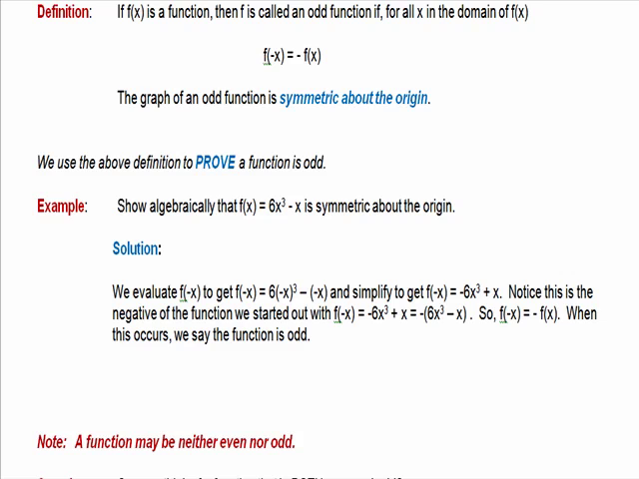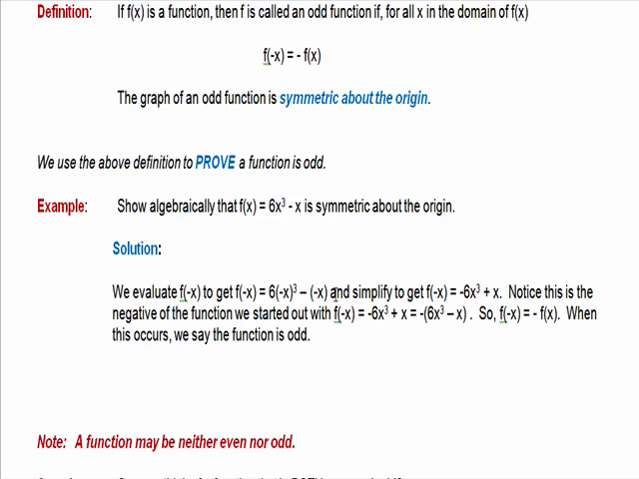We're going to show algebraically that f(x) = 6x³ - x is symmetric about the origin. Like we said, we're going to evaluate f(-x), which means I'm going to substitute in negative x every place I see an x. So f(-x) is equal to 6 multiplied by (-x)³, with a negative raised to the third, minus, instead of x, it's negative x. Remember, do it every place. You have to put that negative x in everywhere.